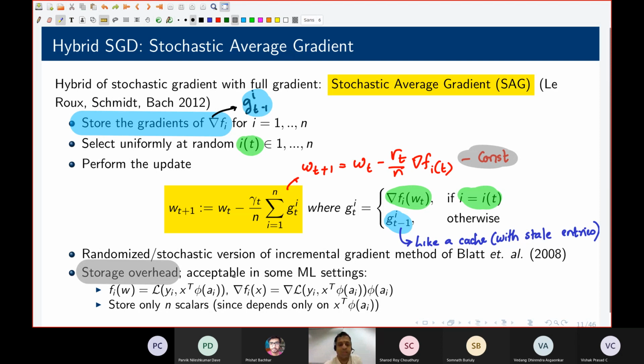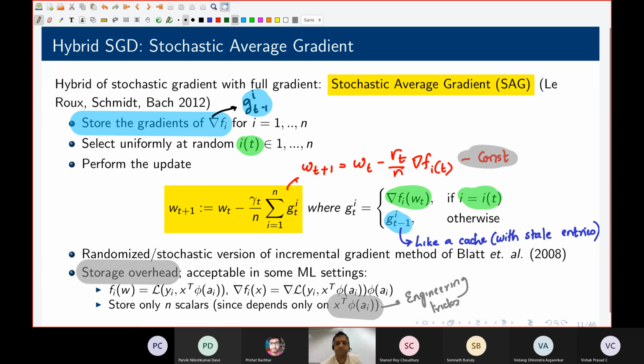You'll have to just store the n scalars corresponding to the components in X, but compute this more efficiently. So these are engineering tricks.